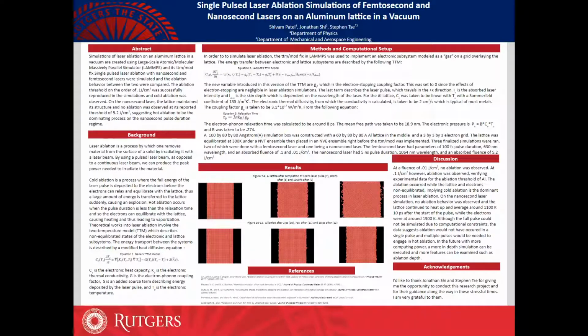So one more important thing: the electronic heat capacity was taken to be linear with TE, with a Sommerfeld coefficient of 135 joules per meter cubed per Kelvin squared. So CE would simply be 135 TE. And I've listed out all the values of the parameters I used.